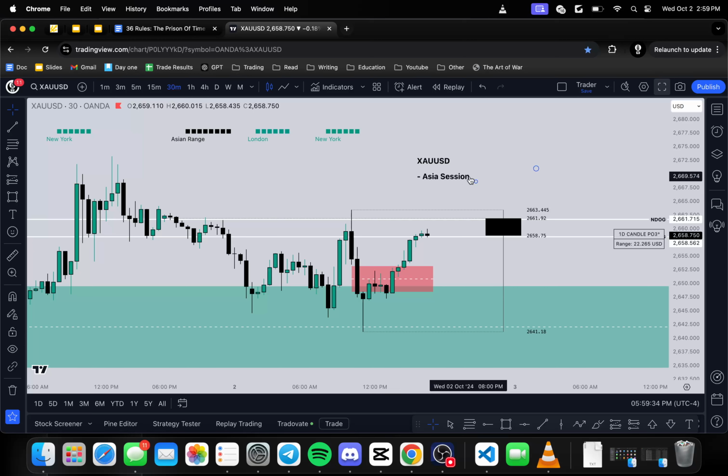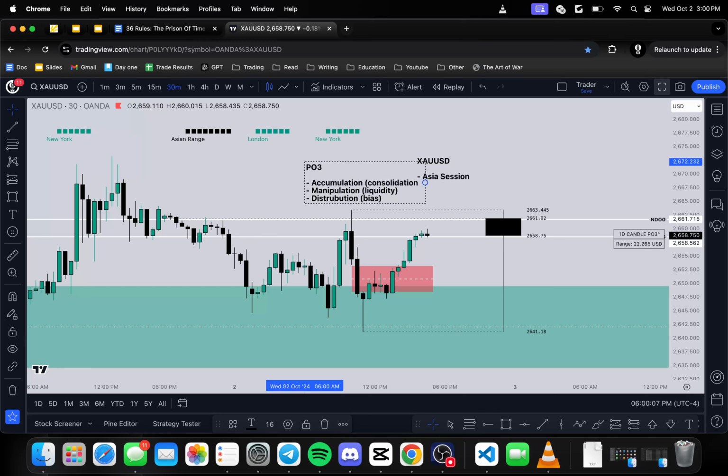Now, to dive into this model, the Power of 3 model. What does Power of 3 mean? PO3, you might have seen this a lot. It means that there are 3 different parts of this model. There's the accumulation, second the manipulation, and the third is distribution. Distribution is known as the move towards the actual bias. Manipulation is known as the move on liquidity, and accumulation is known as consolidation.